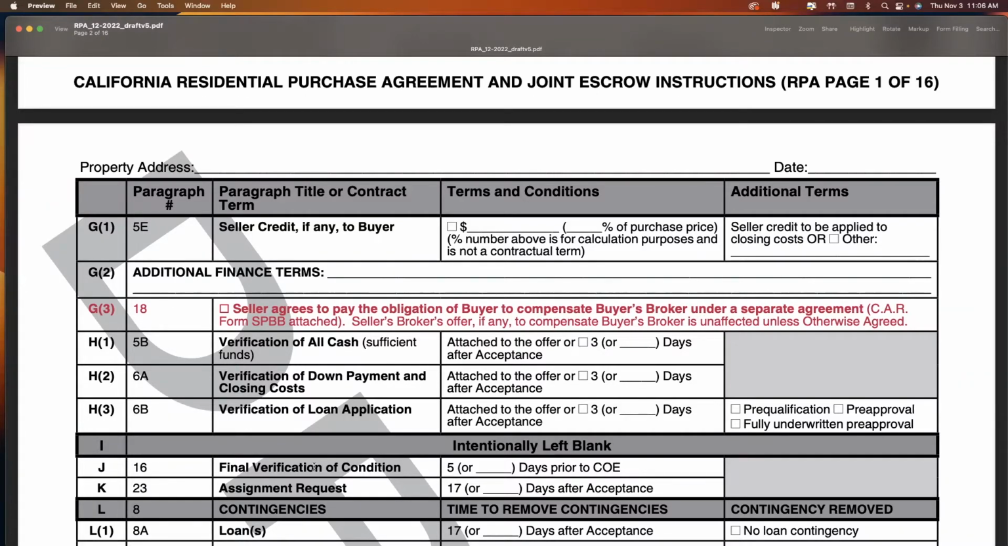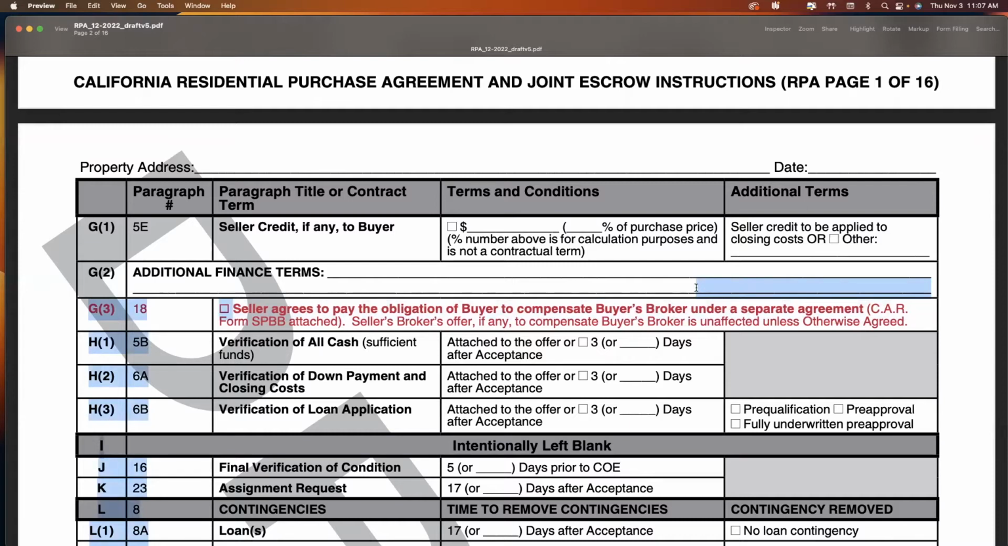If you have a buyer representation agreement with your buyer, as of December you've also got to disclose to the buyer the compensation being paid to you by the seller, by the listing agent. That's what this new little paragraph is. It says, "Seller agrees to pay the obligation of buyer to compensate buyer's broker under a separate agreement, CAR form SPBB attached," and I will show you the SPBB.